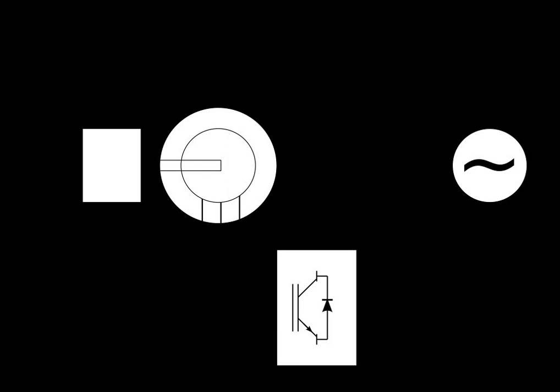The principle of the DFIG is that rotor windings are connected to the grid via slip rings and a back-to-back voltage source converter that controls both the rotor and the grid currents. Thus rotor frequency can freely differ from the grid frequency, 50 or 60 Hz.